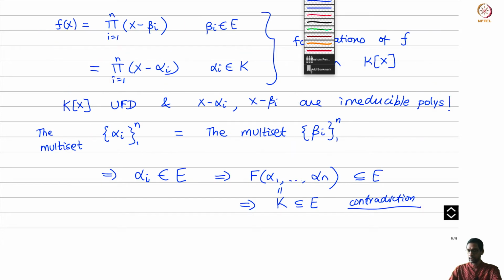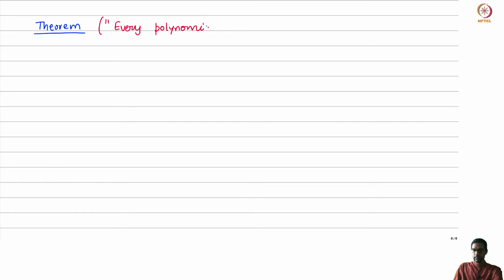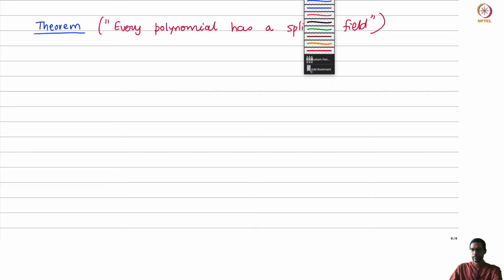Okay, so let's move on. So here's our main theorem in some sense, one of our main theorems, and this really says that every polynomial has a splitting field. So every polynomial has a splitting field. Okay, that's in words, but let me make that a bit more formal.